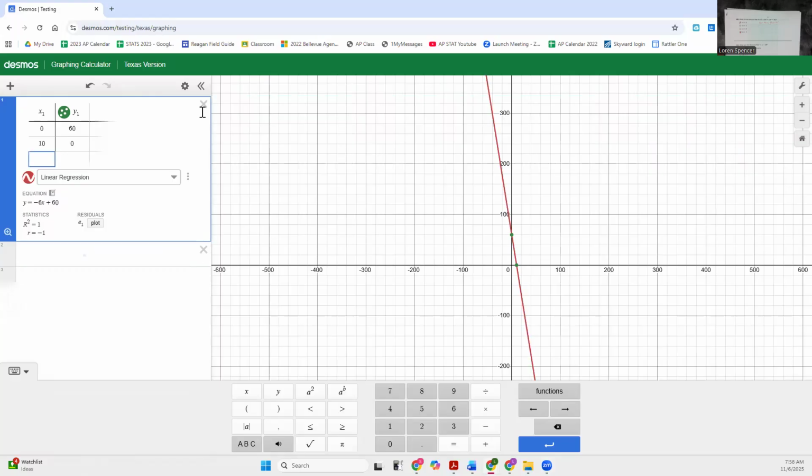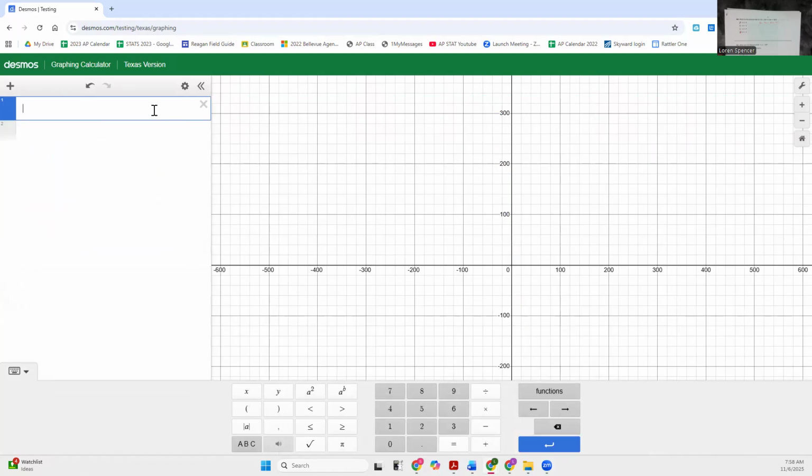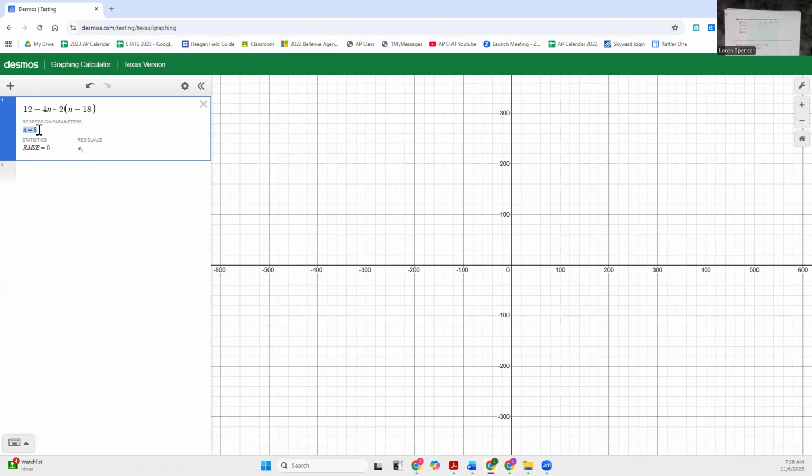Get all this hard work that we did out of there. And I'm going to type in 12 minus 4n squiggle 2 parenthesis n. We get 8. So my answer there is n equals 8. We see that right there. So let's go back.